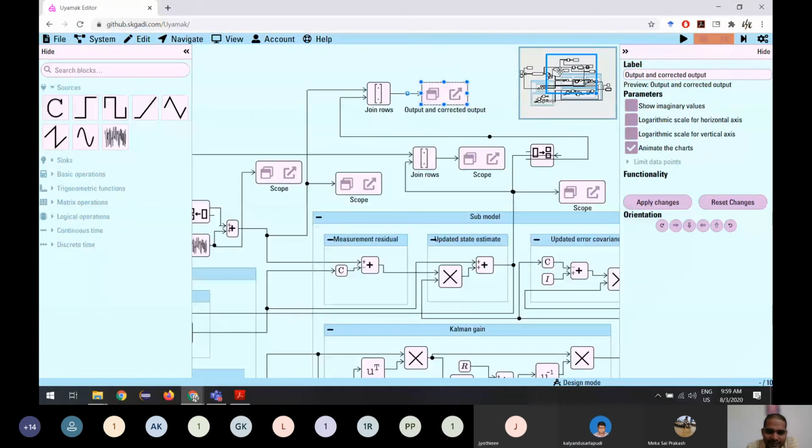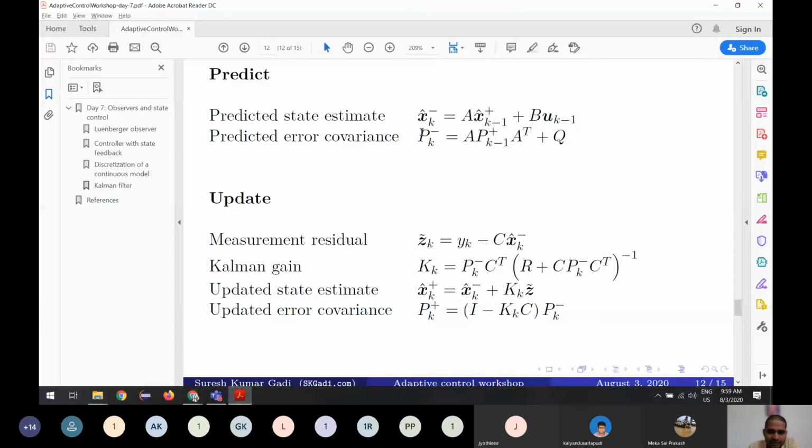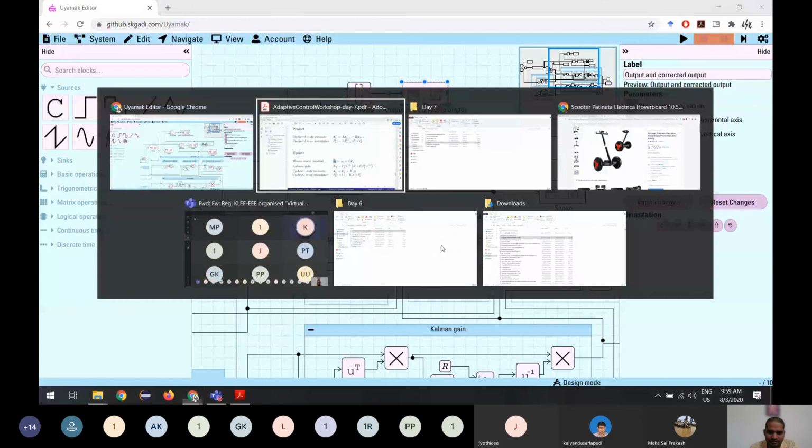The parameter is the output. We have to see the output. Where is the output? Let me see the algorithm. Predicted, estimate, and the measurement residue. So if you see the Z, it says the difference between the actual output minus the one we are estimating, right? So this should go to 0. That gives us assurance that it is good.